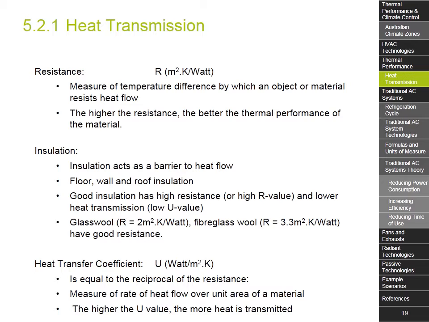The heat transfer coefficient, or the U value shown as U in the previous equation, is equal to the reciprocal of the resistance. It is a measure of heat flow over a unit area of a material. The higher the U value, the more heat is transmitted. Let's look at an example of how to calculate the heat gain or transmission.